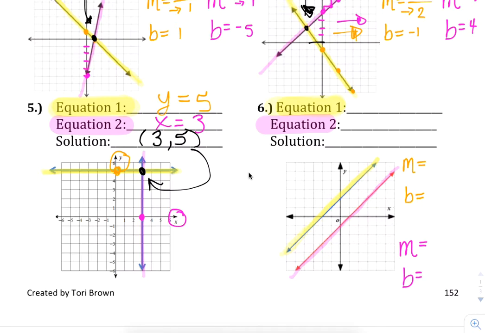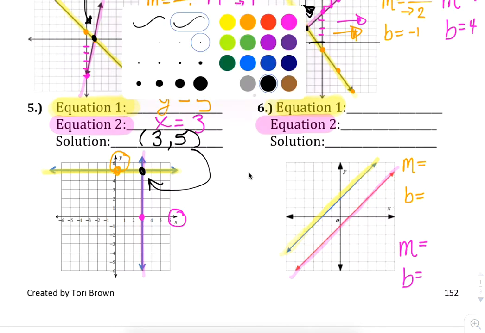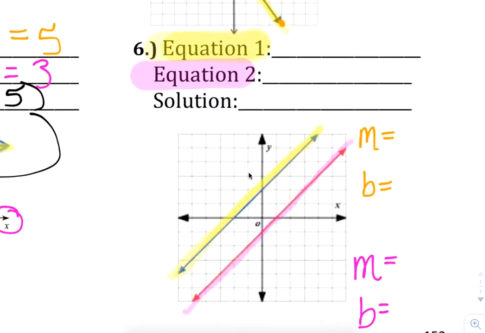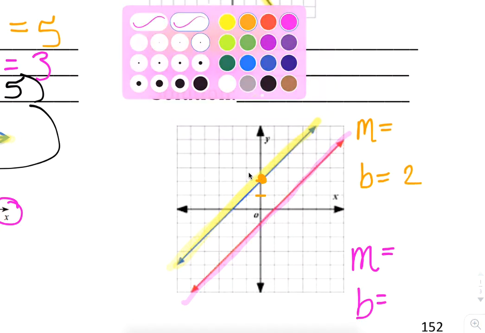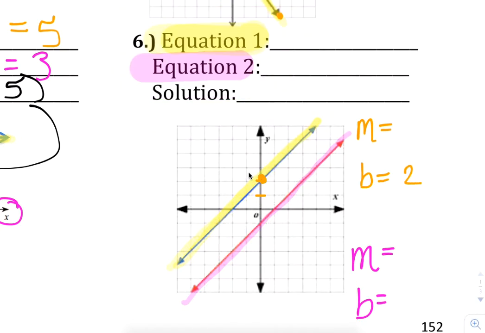All right, we have one more problem like this. Remember, you can pause anytime you need to, rewind and listen again. Problem number 6, my yellow equation is going to go first. I'm going to begin on the y-axis right here at 2. I'm going to do this one a little bit differently, because they don't have an intersection. My B is going to begin down here at negative 1.